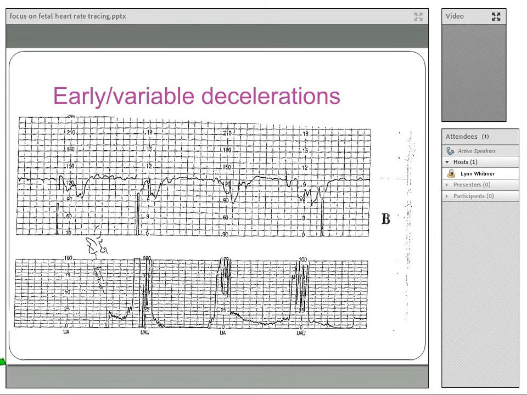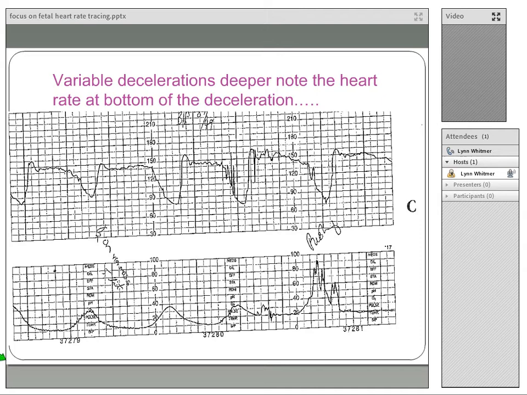All right, these are variable decelerations again, but note that they're getting a little bit deeper now. So again, baseline's about 140. If we drew a straight line across, where we see the heart rate most of the time is about 140. We note the variability is minimal in between here. And we note there's no accelerations, but there are decelerations. These deep decelerations.